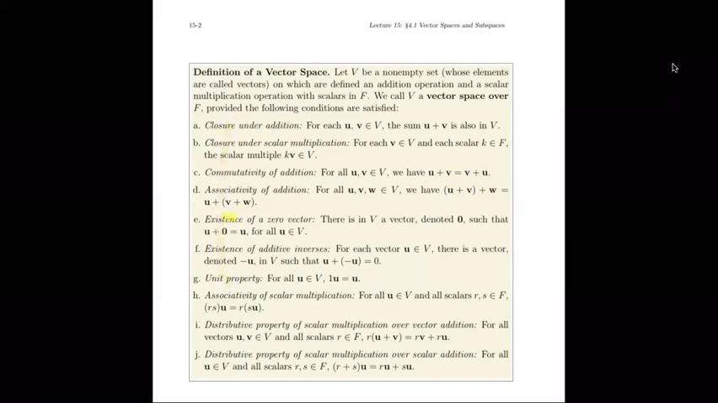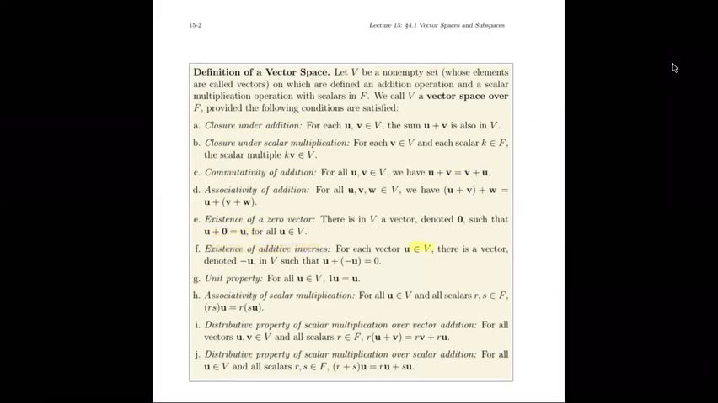Now, the existence of a zero vector. Of course, for a real space, that makes perfect sense, but in an abstract space, something like the set of polynomials as a vector space, well, then we'd have to consider what the zero vector is in that space. We might see that later. Existence of additive inverses, right?